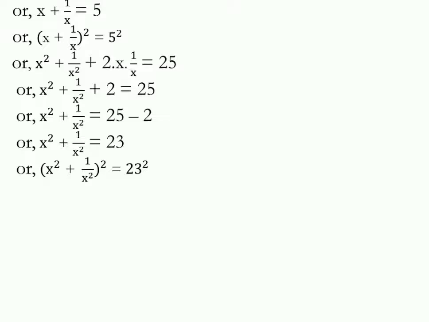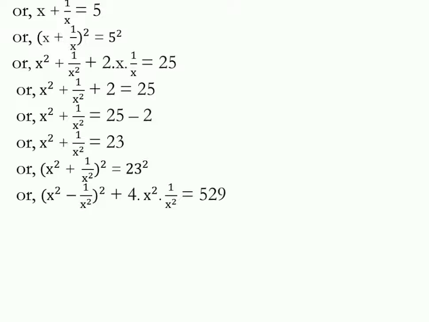Now we know how we can find a minus b whole square from a plus b whole square, or a plus b whole square can be written as a minus b whole square plus 4ab. So if we write x square plus 1 by x square whole square in terms of x square minus 1 by x square whole square, it should be x square minus 1 by x square whole square plus 4x square into 1 by x square, and 23 whole square means 529.